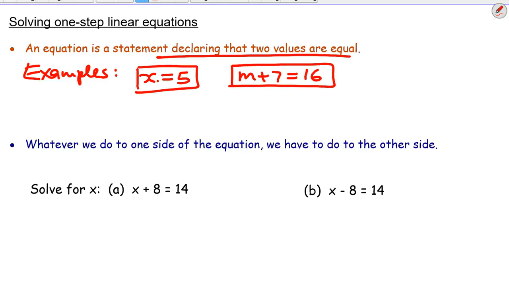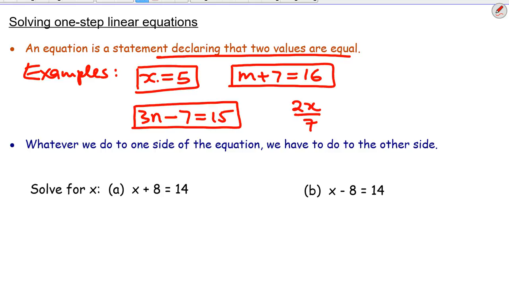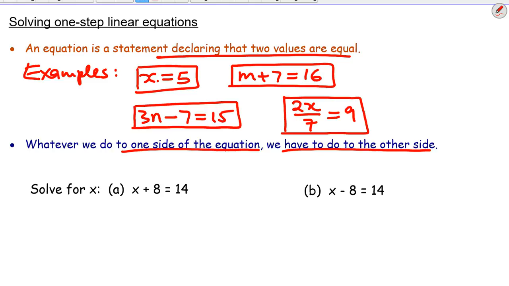Another one could be 3n - 7 = 15. And another one could be something like 2x over 7 = 9. So all these are examples of equations, and they basically declare that the left-hand side is equal to the right-hand side. Now, when you're solving these equations, whatever we do on one side of the equation, we have to do the same thing on the other side of the equation.